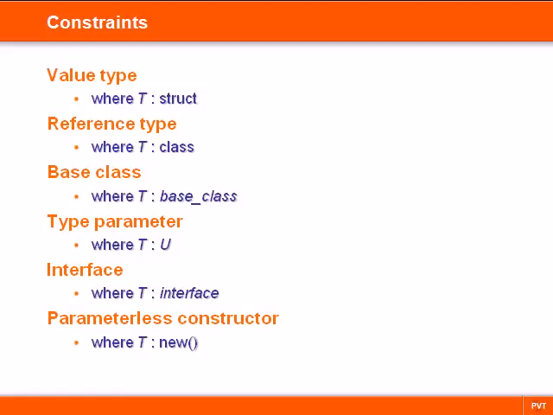When defining a generic class or method, we can apply compile-time enforced restrictions on the kinds of type parameters that can be used when the class or method is instantiated. These restrictions are called constraints and are specified using a where clause. All in all, there are 6 kinds of constraints.